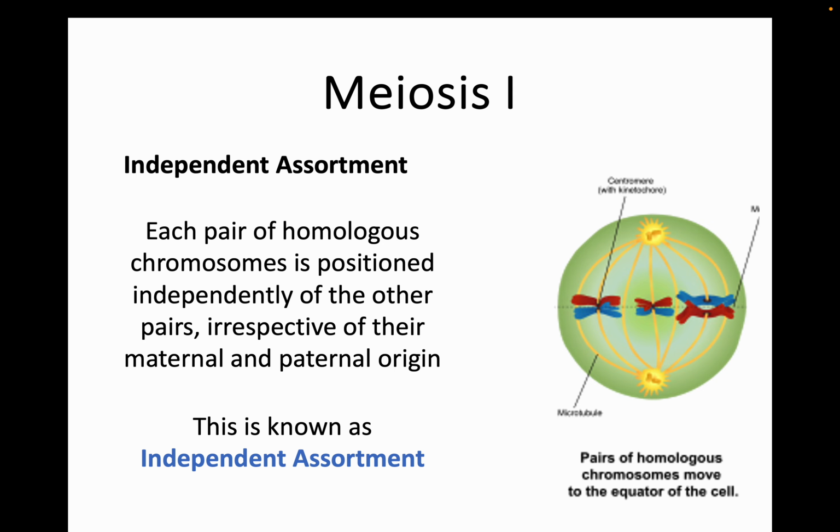So essentially, each pair of homologous chromosomes is positioned independently. It doesn't matter which one's maternal, which one's paternal. It's not the case that the maternal ones are all on the northern side and the paternal on the southern side. They're all going to line up independent of what's going on. And this is known as independent assortment.